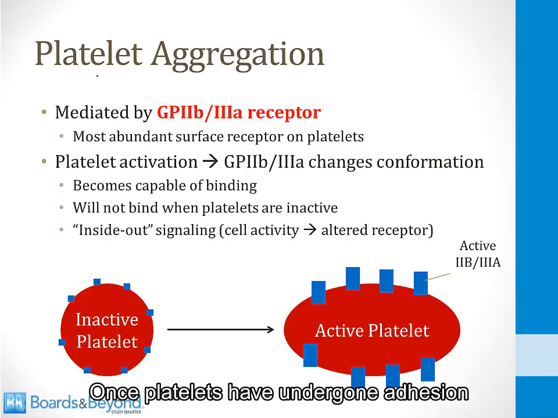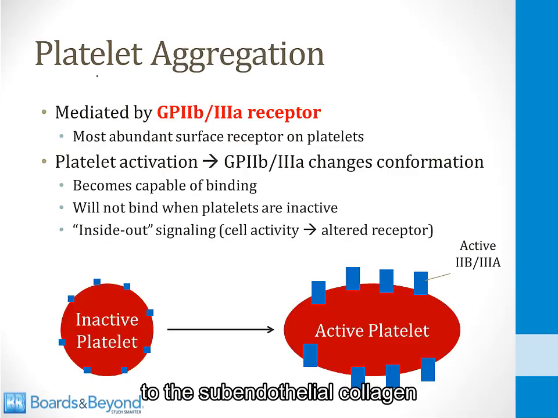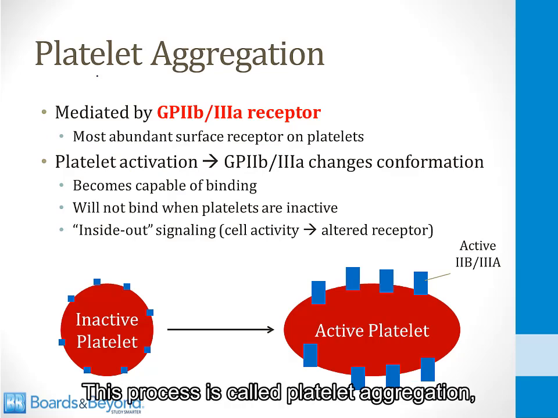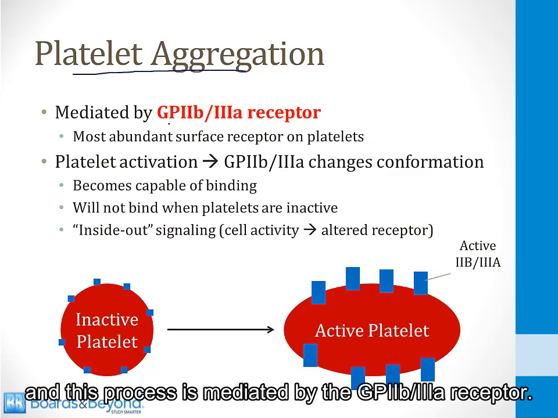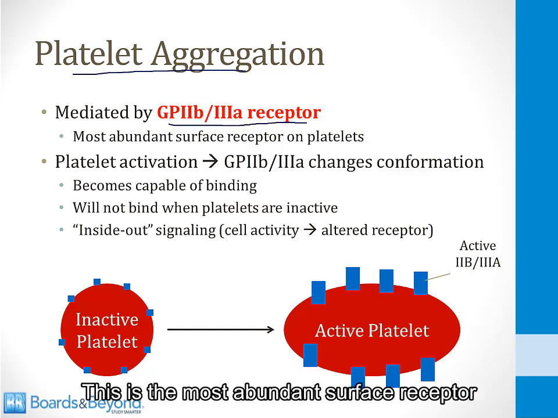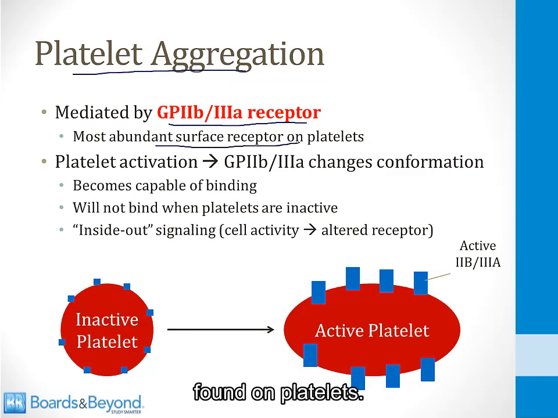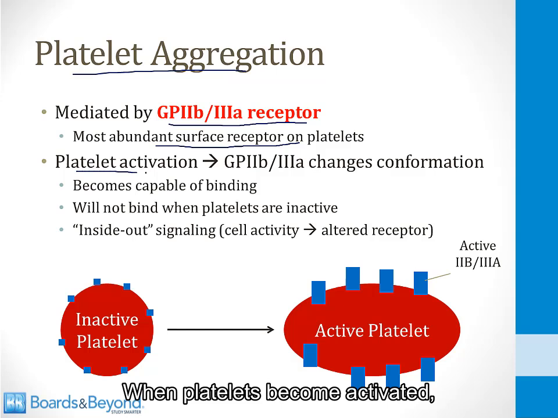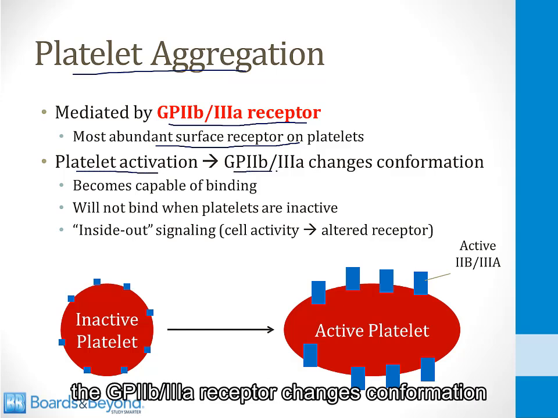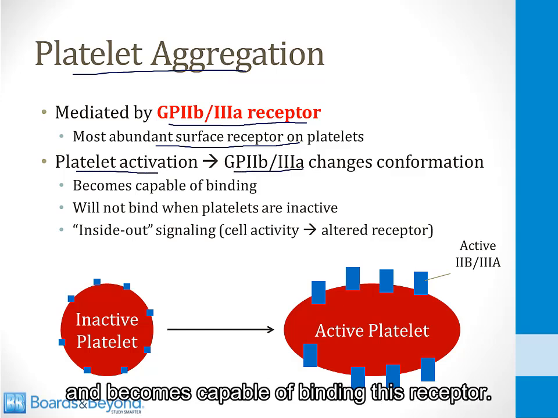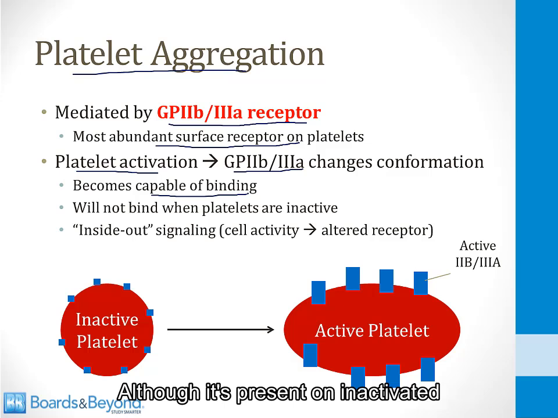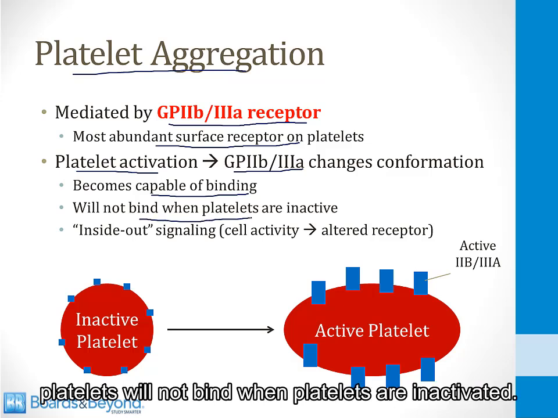Once platelets have undergone adhesion to the subendothelial collagen, they can then begin to stick together. This process is called platelet aggregation. And this process is mediated by the GP2B3A receptor. This is the most abundant surface receptor found on platelets. When platelets become activated, the GP2B3A receptor changes conformation and becomes capable of binding. This receptor, although it's present on inactivated platelets, will not bind when platelets are inactivated.